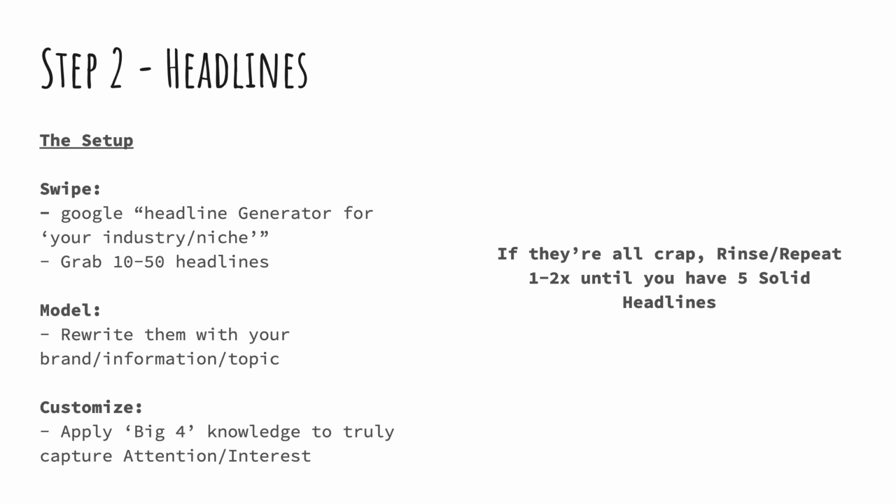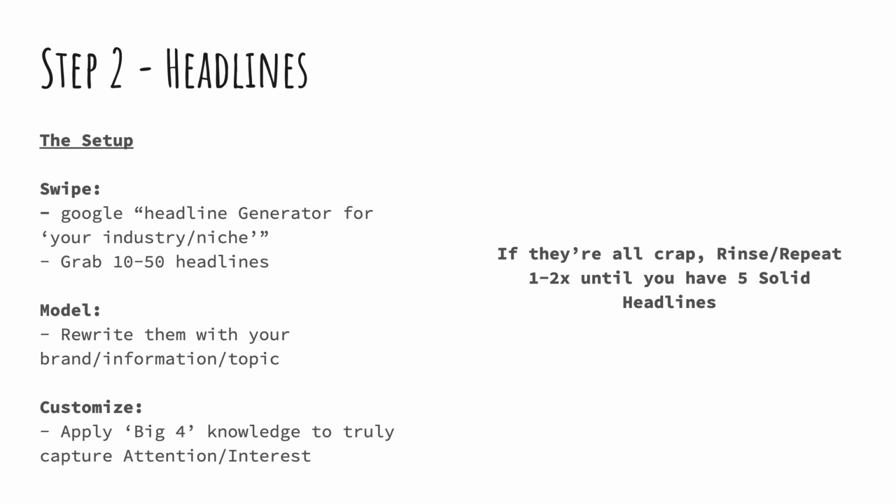Now rewrite those 10 to 50 headlines based on your brand, your information, and your topic. So if you Googled headline generator for real estate and you have 10 headlines that say something like sell your home in 90 days with such and such realtor, rewrite that with sell your home in 21 days with such and such realtor in such and such area. With your brand and your information and the promises you can make and the topic that you're considering, you rewrite those headlines that you've just swiped from the internet.